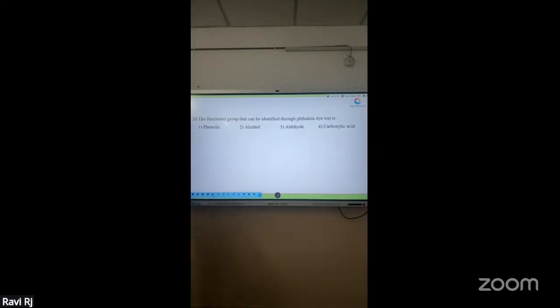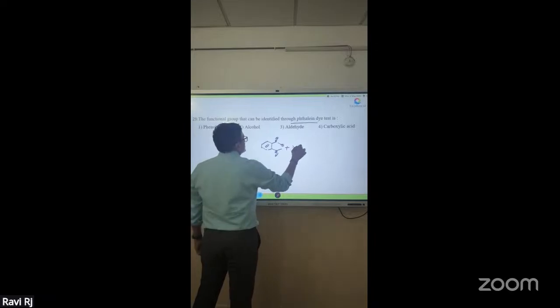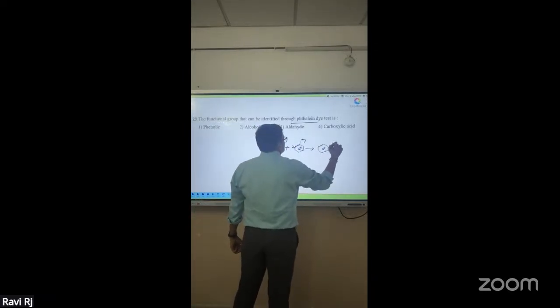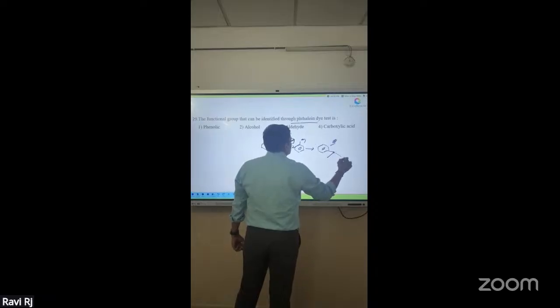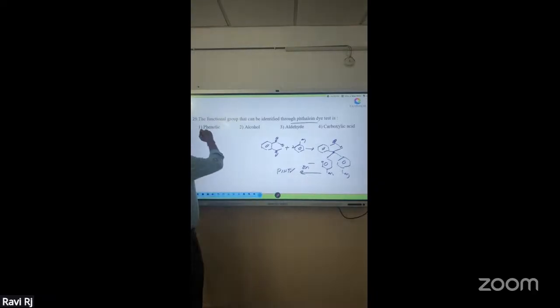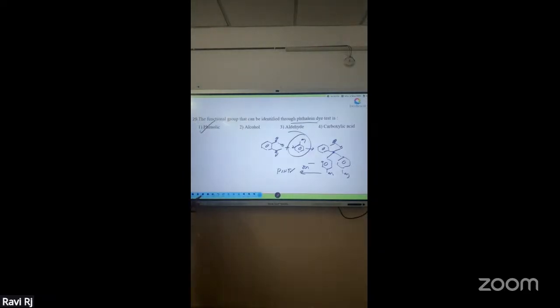Next, a functional group that can do the phthalein dye test. You know the phthalein test, right? Phthalein means you have phthalic anhydride plus 2 moles of phenol. You'll be getting phenolphthalein. And this phenolphthalein will be converted into pink form when treated with a base. So phenolic hydrogens are detected by the phthalein test.